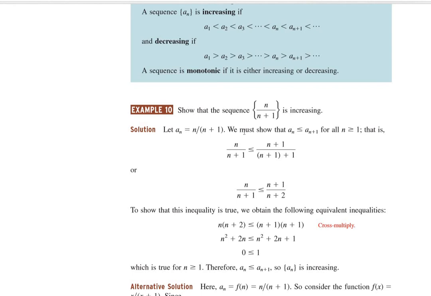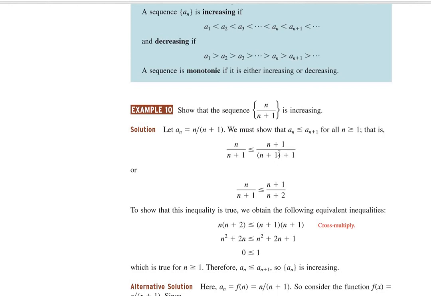In order to show this is increasing, we have to show that a_n is less than or equal to a_{n+1}. If a_n is strictly less than a_{n+1}, it is strictly increasing. Otherwise, it is increasing. We have to show that a_n is less than or equal to a_{n+1} for all n greater than or equal to 1. That is what we have to prove.